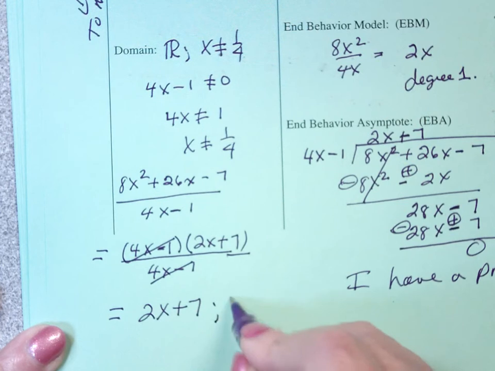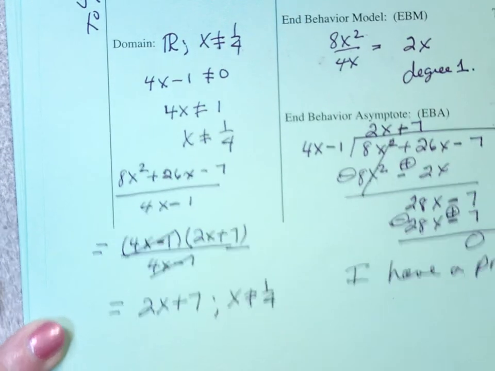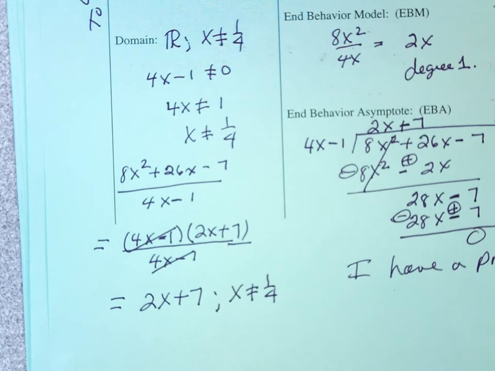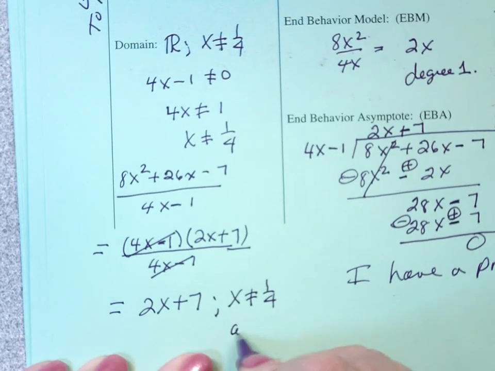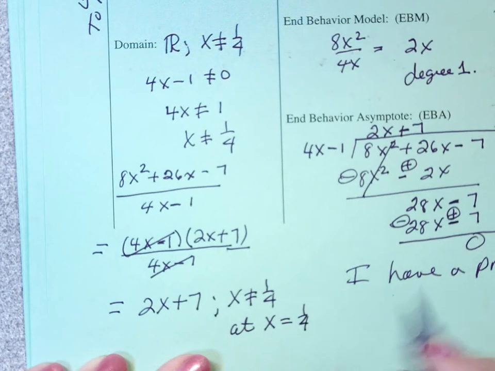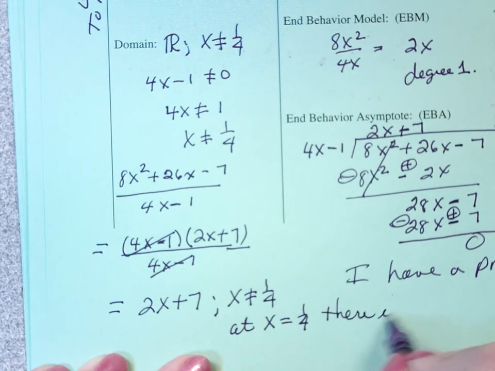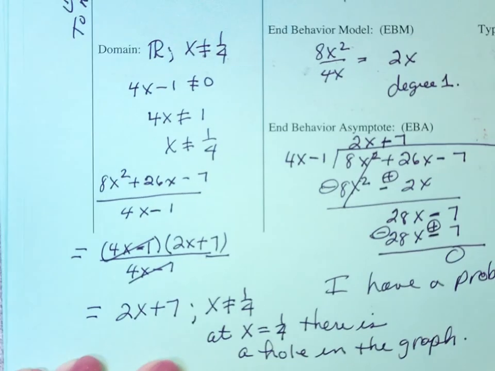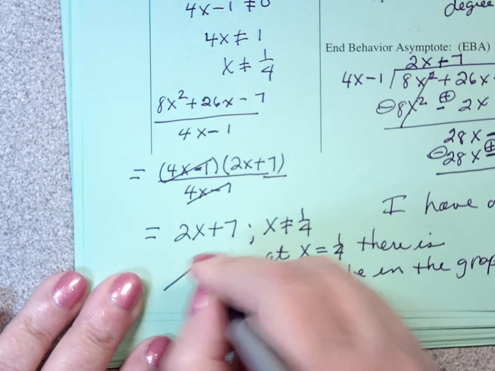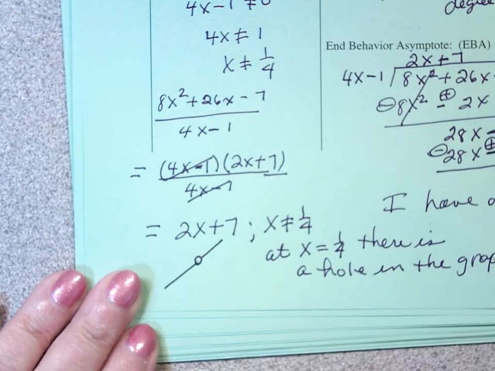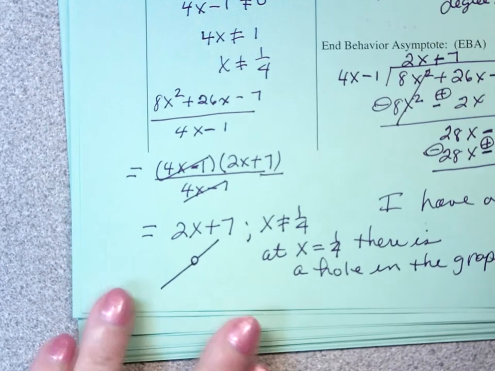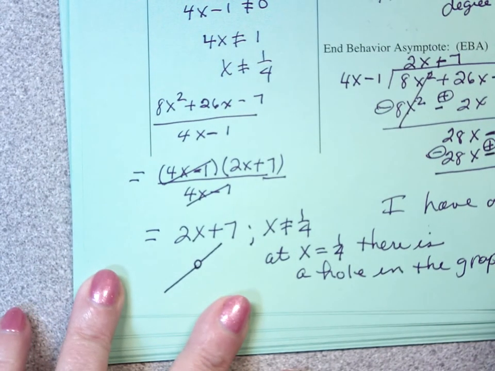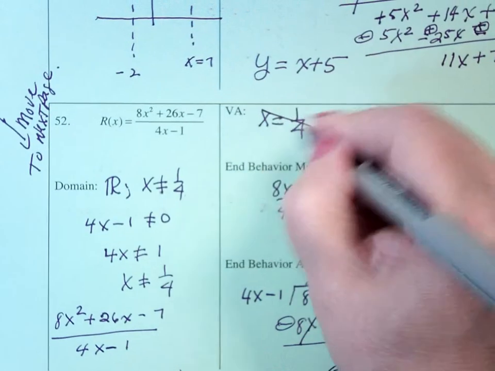But the problem is, x still can't be 1/4. But I'm telling you, it's not a VA. Now wait a minute, x can't be 1/4, but it's not a VA. It is something else. At x equal 1/4, there is a hole in the graph. So if I were to graph this guy at 1/4, this graph looks like that. It doesn't have a VA at all. It looks like that. So I have to X this out and say none.